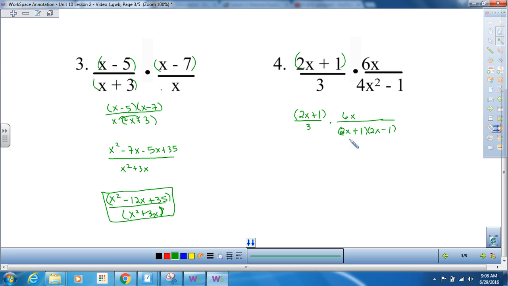Okay, so factoring. And then we want to cancel common factors. So I can cancel the 2x plus 1s. And then since this 3 and 6 are not attached with a plus or minus, there's no parentheses, I can cancel those as well. Okay, so then multiply across the top. On the top I have 2x, and on the bottom I have 1 times 2x minus 1. It doesn't matter if you put parentheses or not, but if you do, I think maybe it'll help you know that you cannot cancel those 2 x's.